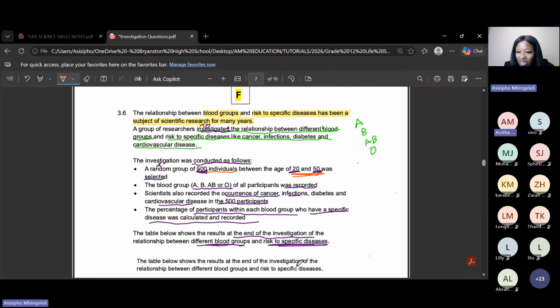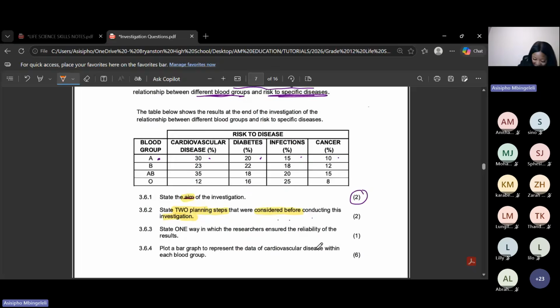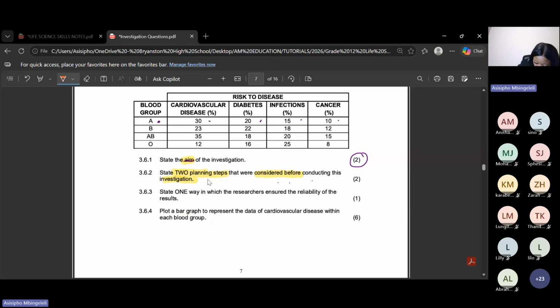Yes, the range of the age. Correct. The range of the age. 100% correct. They needed to decide. So your answer: decide on the age range, because they did not use 20-year-olds and they did not use 50-year-olds. They said between the ages of 20 and 50. So the answer here will say decide on the age range.